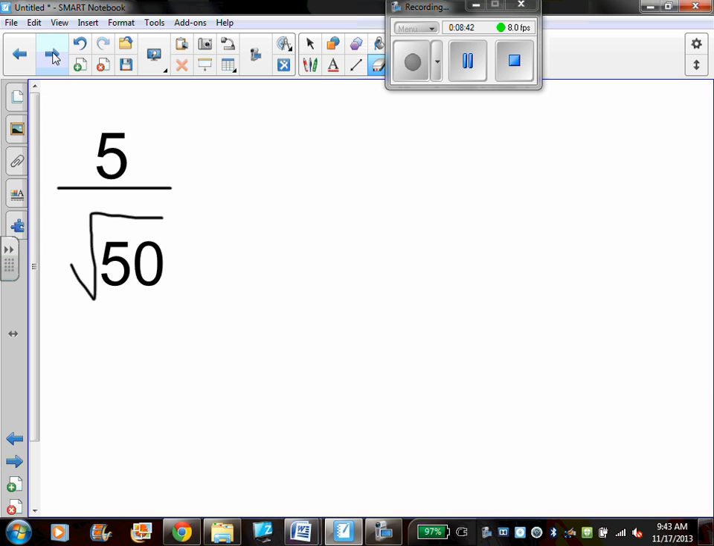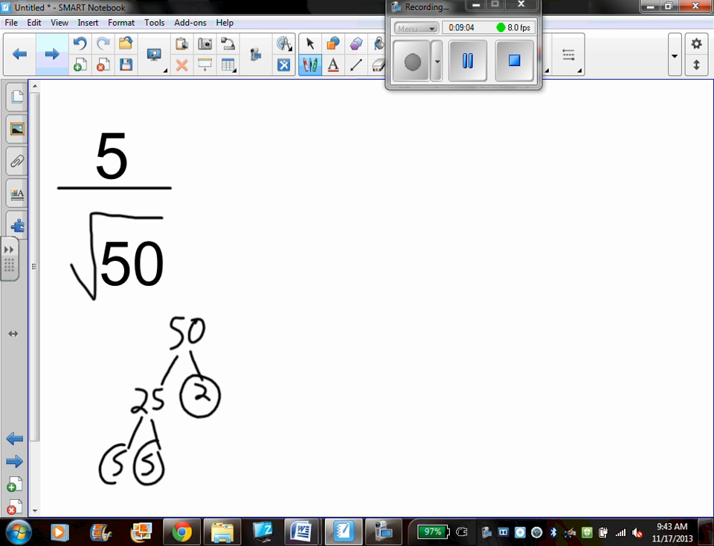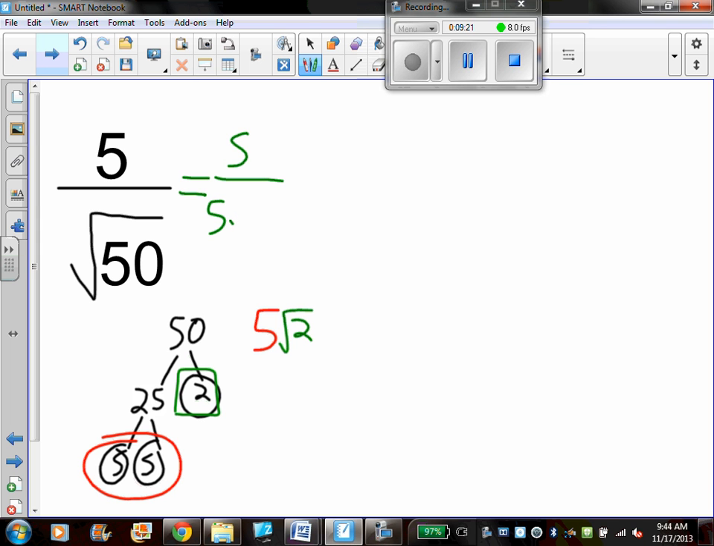Last example, this one. And this one's really going to show why simplifying first can sometimes be a very helpful idea. So we start with root 50. 50 splits one way into 25 and 2. You could also split into 5 and 10, but I'm doing it this way. So we have a 2. 25 splits into 5 and 5. Those are both prime. And those are also both a pair of numbers. So 5 goes on the outside. We have a 2 left over. So we have 5 root 2, which means this can be rewritten as 5 over 5 root 2.